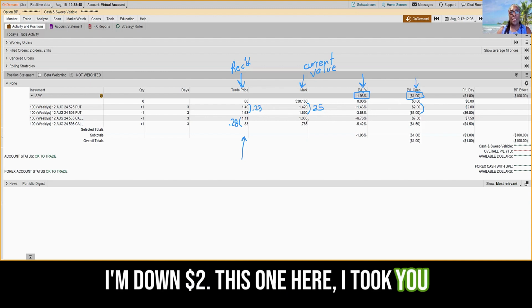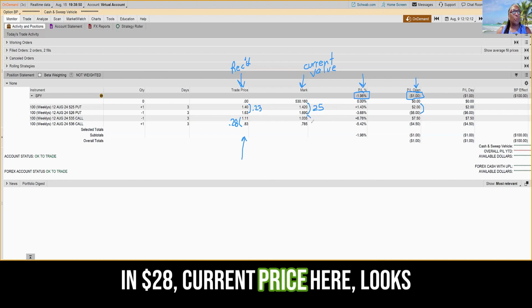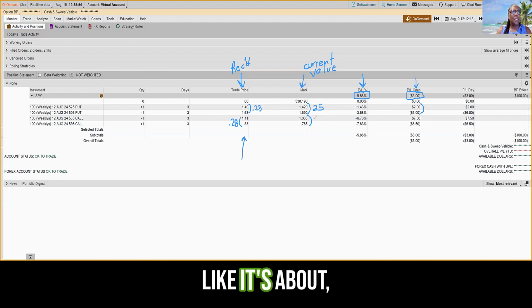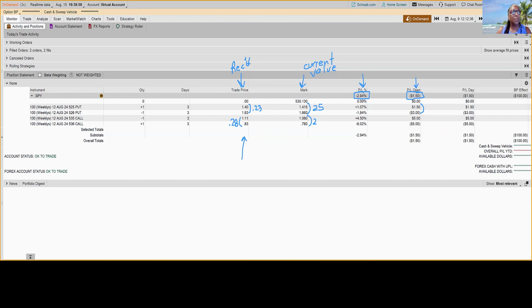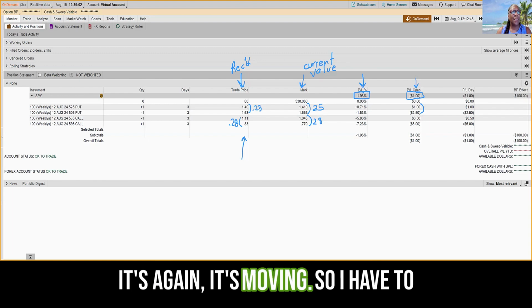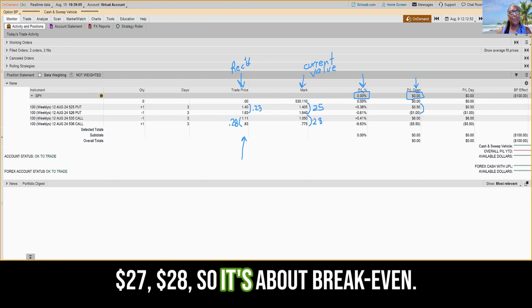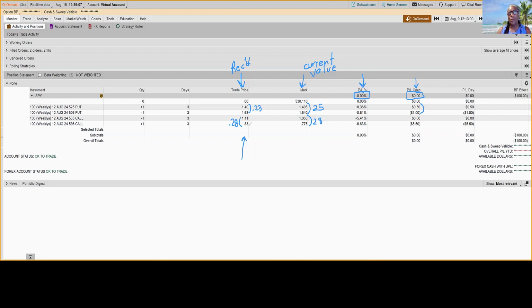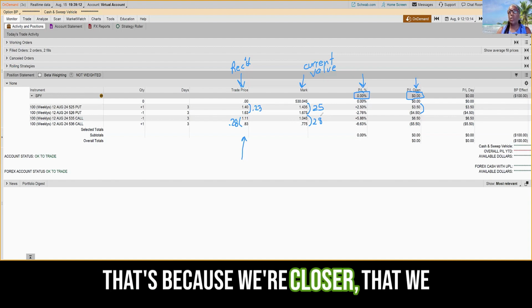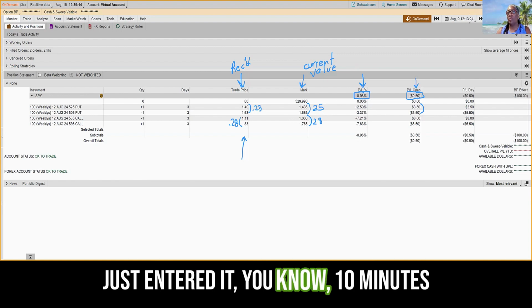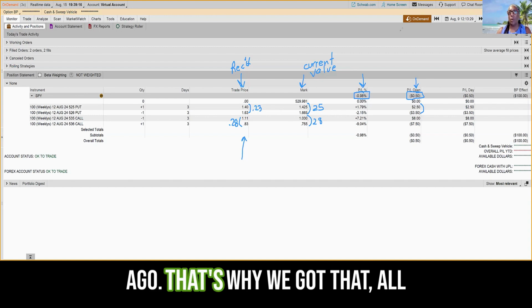This one here, I took in 28. Current price here looks like it's about, what's that? 28. It's moving, so I have to say 27, 28. So it's about break even. This one's about break even. That's because we just entered it 10 minutes ago. That's why we've got that.